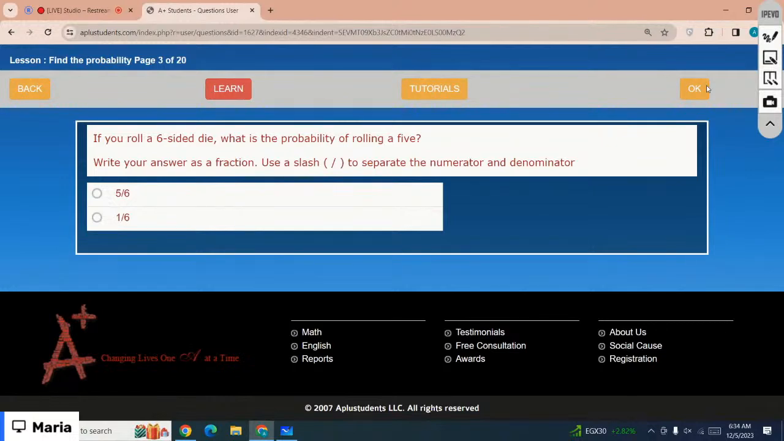If you roll a six-sided die, what is the probability of rolling a 5? Which is the correct option?